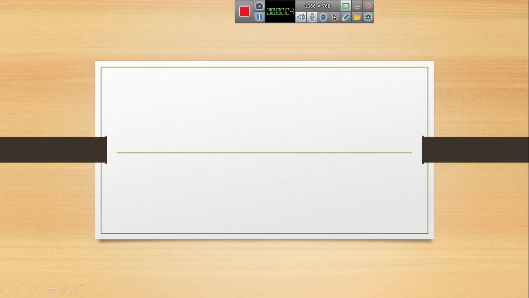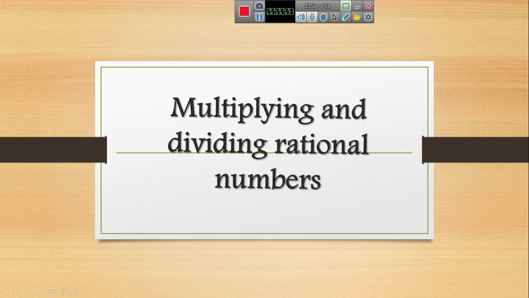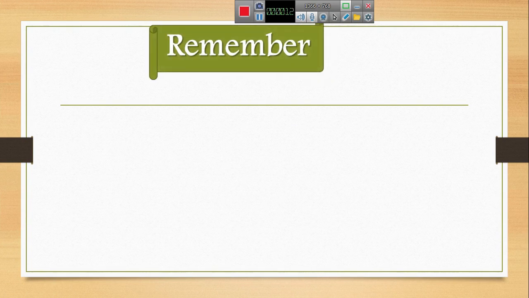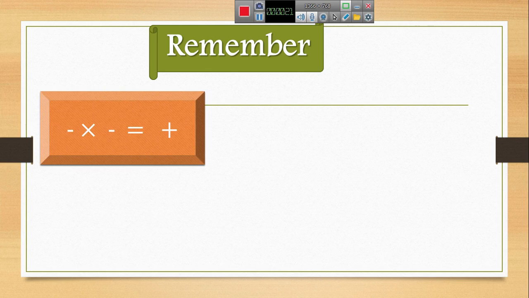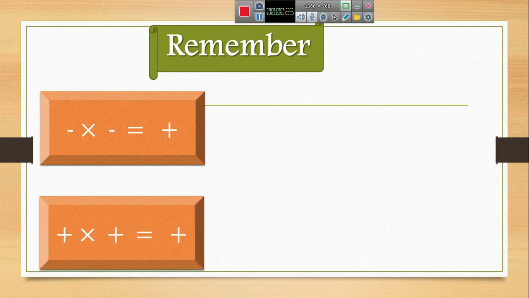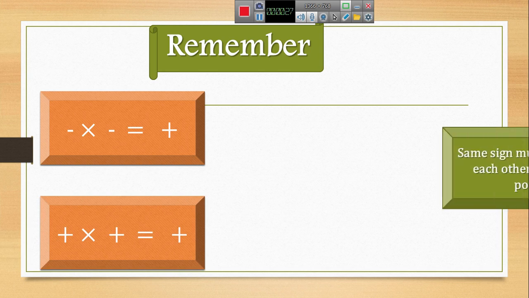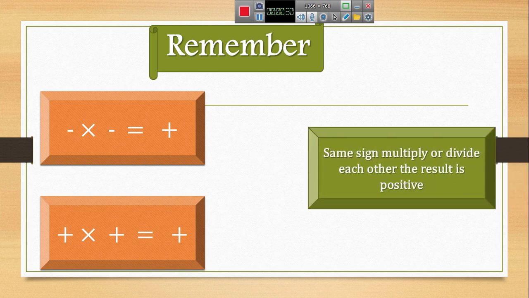Today we are going to explain a new topic, multiplying and dividing rational numbers. First, let's remember multiplying and dividing using the sign of the numbers. For example, if I say positive times positive or negative times negative, both of them give positive. So if the two numbers have the same sign, you will get a positive answer.